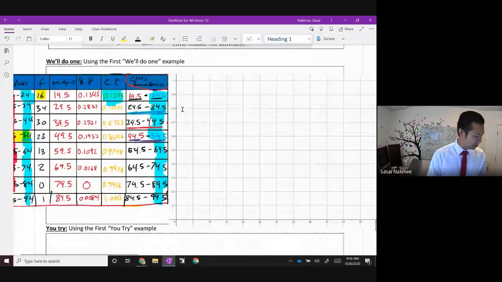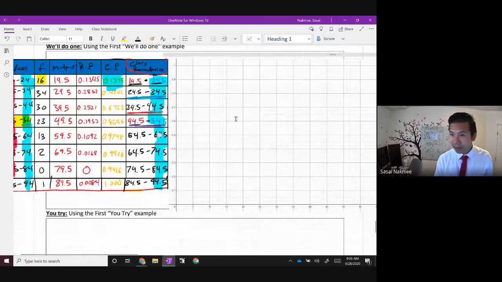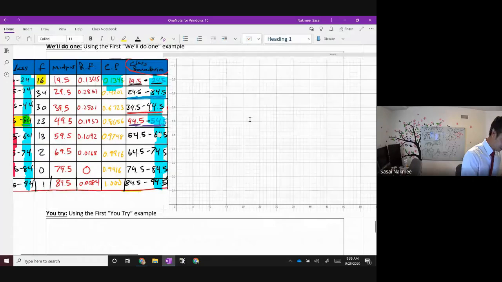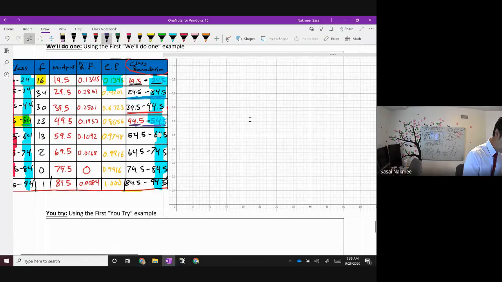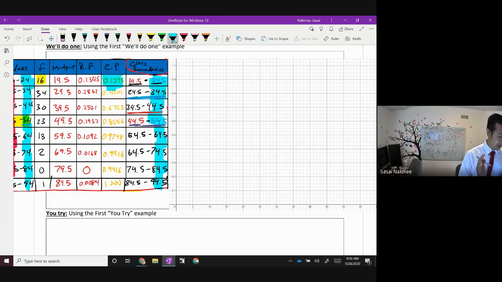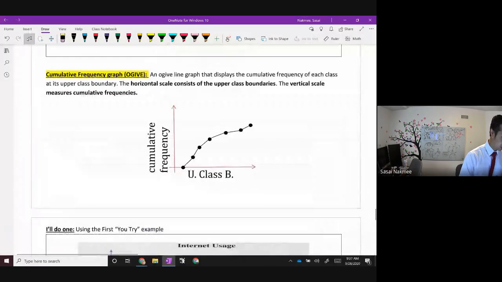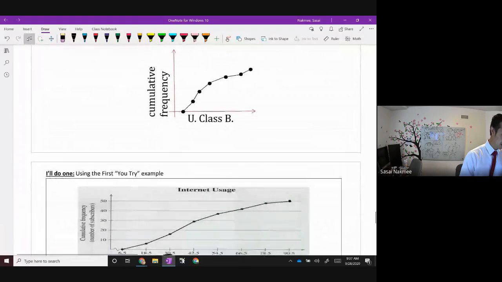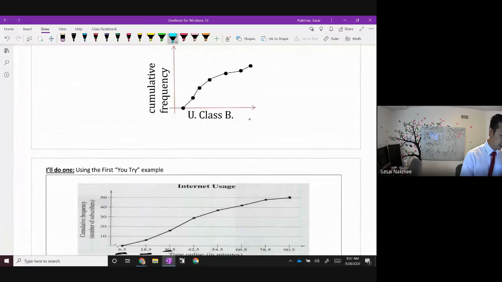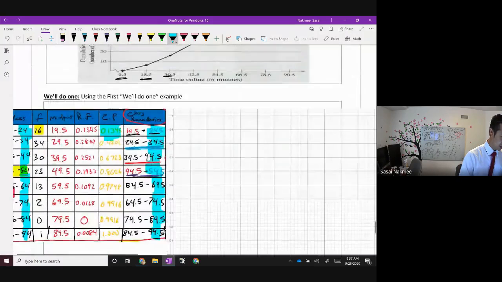All right. Here we go. Hopefully this will work. So for this ogive, or this cumulative frequency graph, is that what they're calling it? It's the cumulative frequency graph, or the ogive. You're going to be using the cumulative frequency and the upper class boundaries.